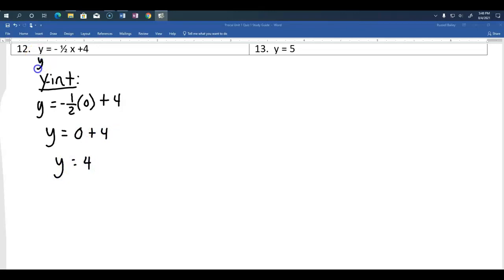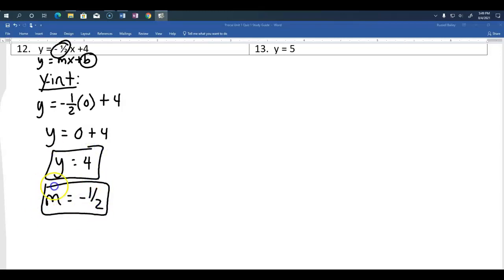Now, if your function is in this form, you can use a shortcut. The shortcut is basically just whatever that number is, the b value, in this case it's 4, that's your y-intercept. So my y-intercept is 4. The slope is going to be the number right here in front of the x, so we'll just use the shortcut there as well. So the slope is negative 1/2. So we have our y-intercept, we have our slope, and since the slope is negative, that would mean that this function is a decreasing function. Okay, let's go ahead and do number 13.